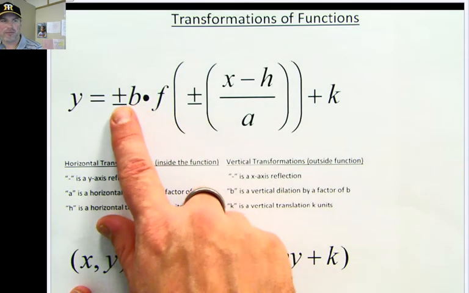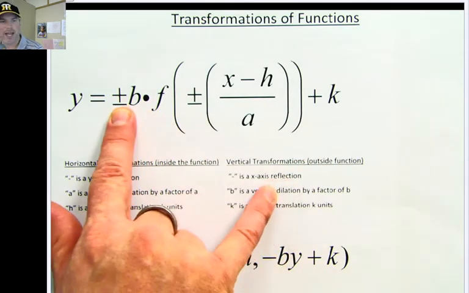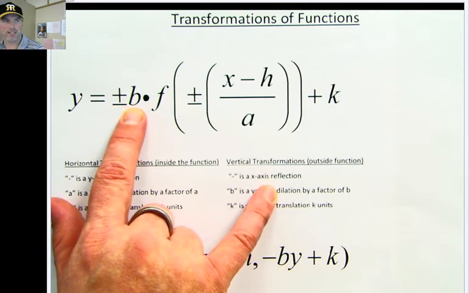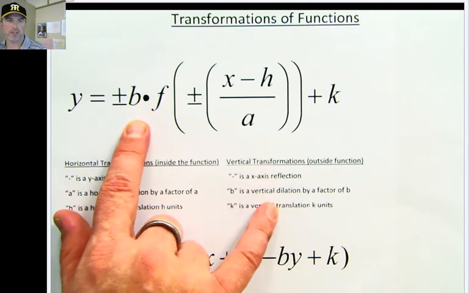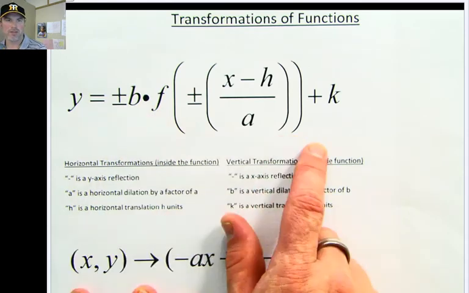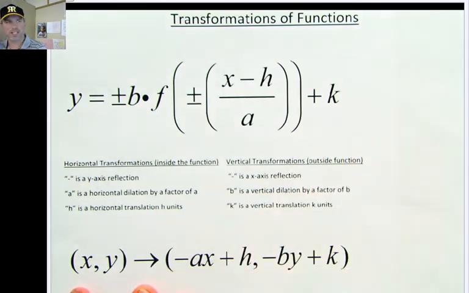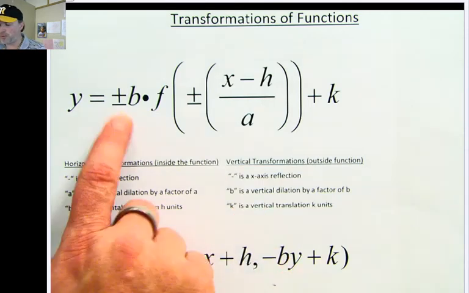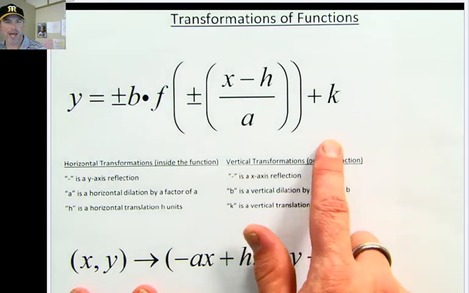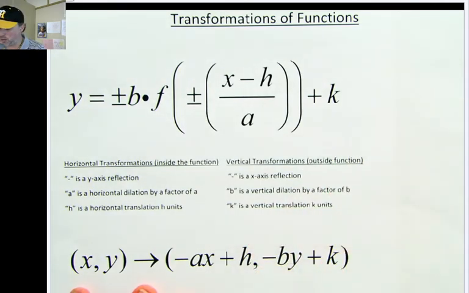Verticals, those are always outside the function. A negative out front of the function would show an x-axis reflection. This b is a multiplier times the function, so that demonstrates a vertical dilation by a factor of b. This plus k on the end shows a vertical translation of k units. And same thing, you first multiply the y-coordinate by the reflection and the dilation at the same time, and then you add the translation on the end.